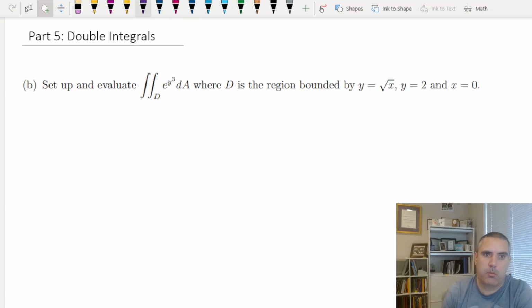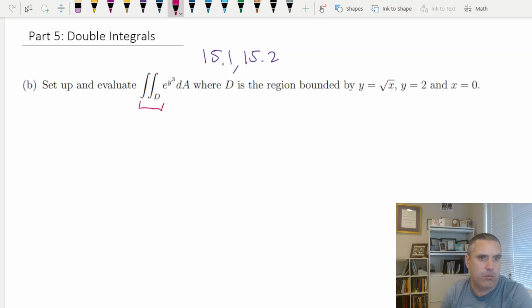Going to continue and talk about double integrals. This is basically sections 15.1 and 15.2 of Math 126, and it's really about understanding how to describe a region. So it's actually a Math 125 skill. Now, in my experience, it is a Math 125 skill that students struggle with.